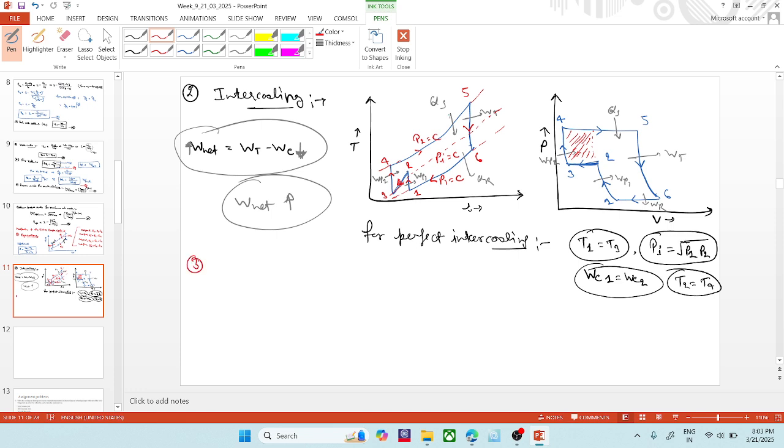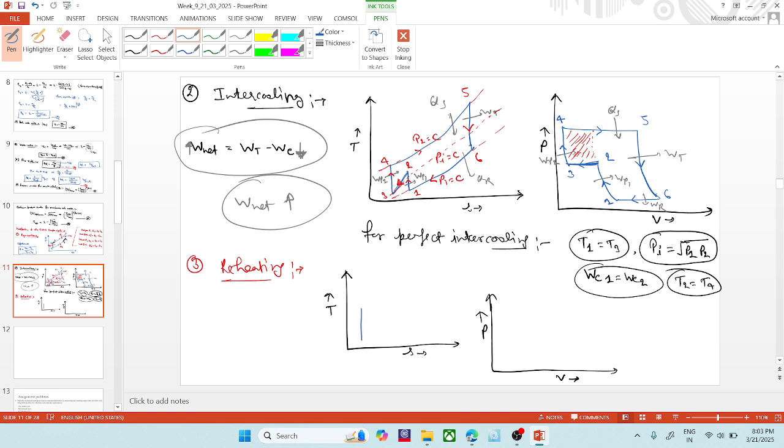Then third is the reheating. The third modification is the reheating. In the reheating, the gas is expanded in the turbines in different stages. Let's suppose this is the TS diagram, and this is the PV diagram. So how will this go?